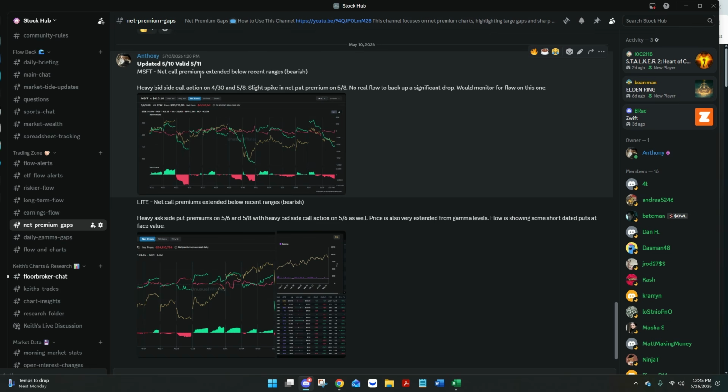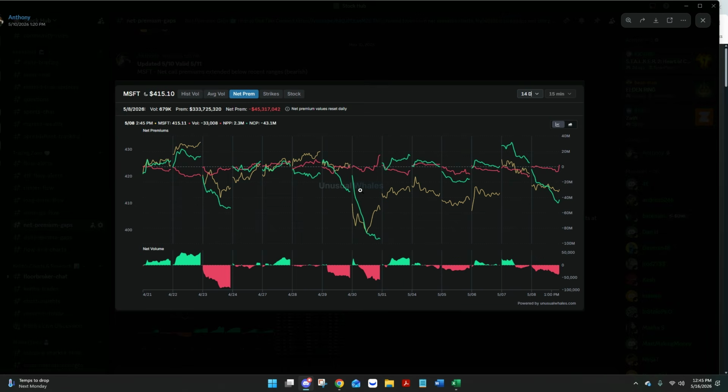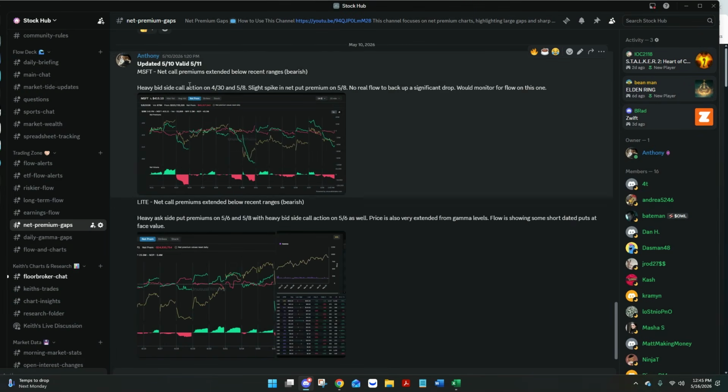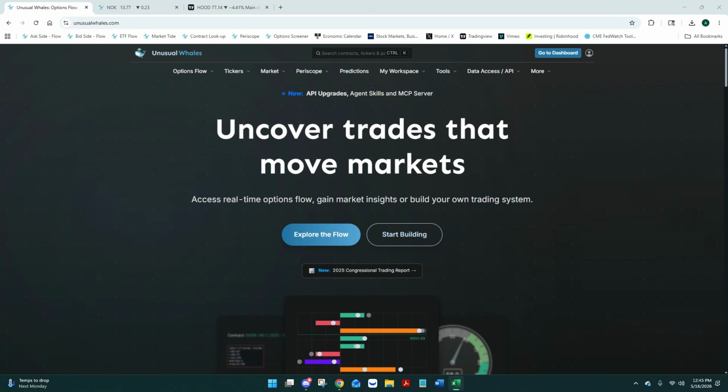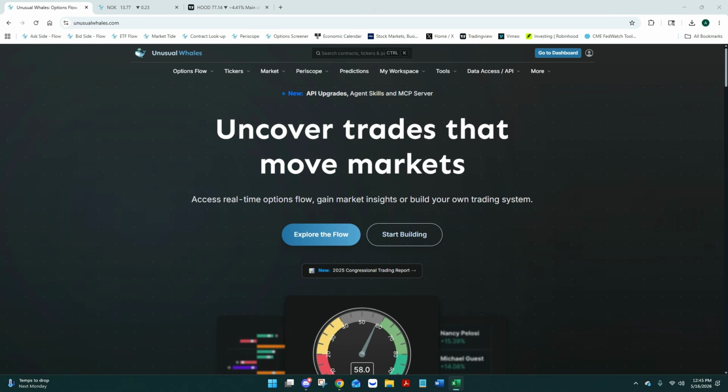At the time, Microsoft had some heavy bid side call action on 5:30 and 5:08. You can see that 5:30 big bid side call action, a little earlier bid side call action as well, and a little bit on that Friday. There wasn't really any flow to back up the significant drop, so I was keeping an eye out for some flow. But let's take a peek at that move on Microsoft for the week.